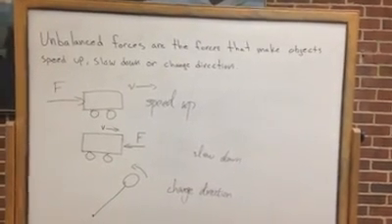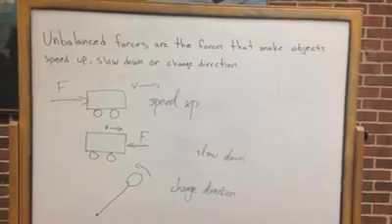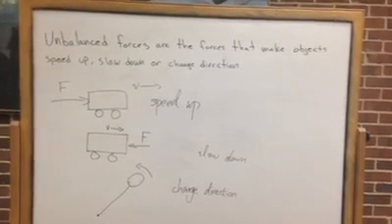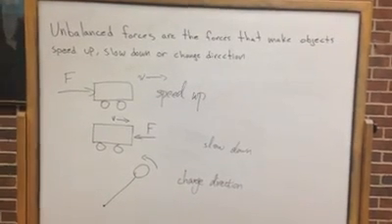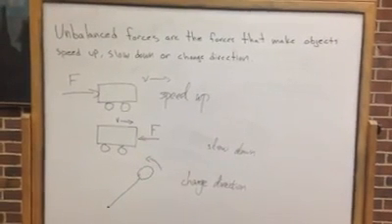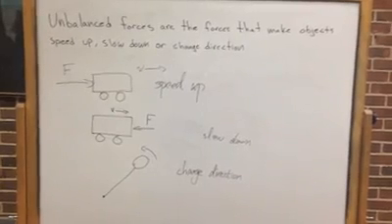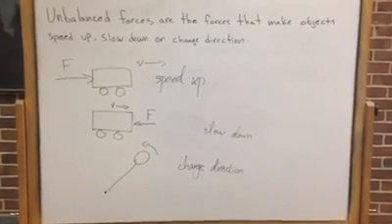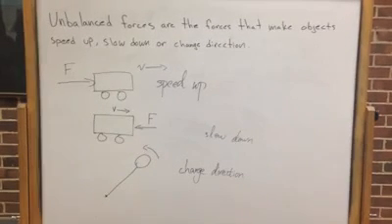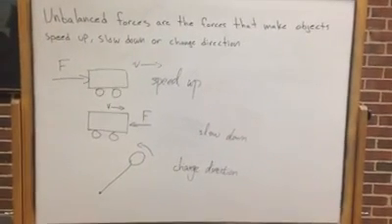Unbalanced forces are the forces that make objects speed up, slow down, or change direction. In the first example, a force is being applied to the car, causing it to speed up. In the second example, a force is being applied in the negative direction, causing it to slow down. And in the third example, the centripetal force on the ball is causing it to change direction.